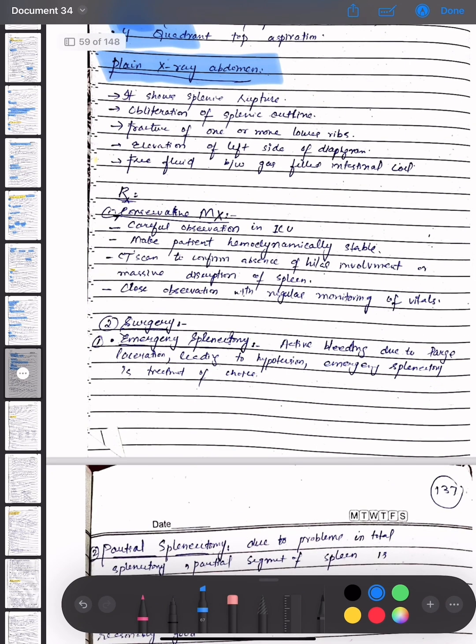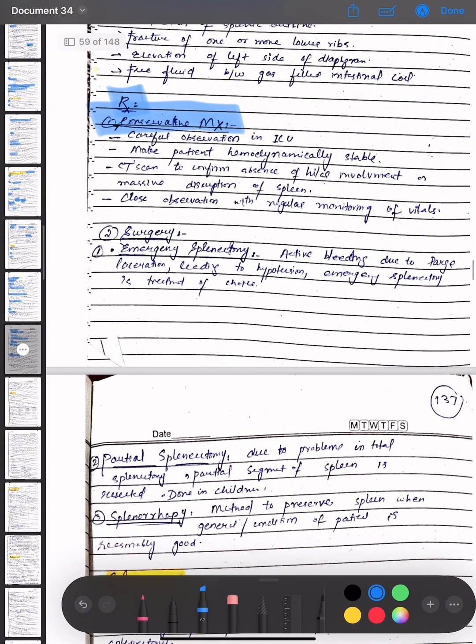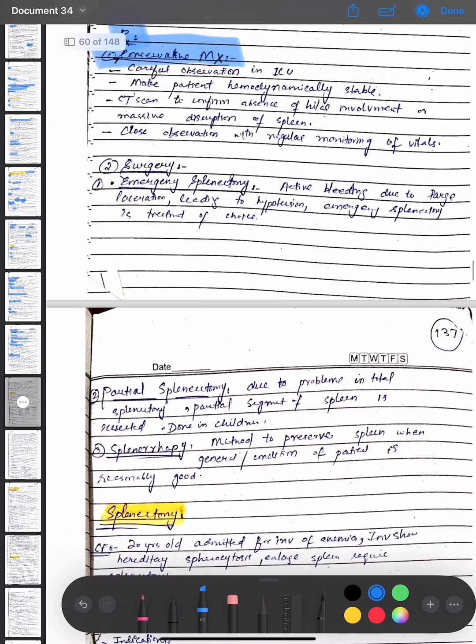Now, what are the treatment options? These are the conservative management, which is the careful observation in the ICU, make patient hemodynamically stable, CT scan to confirm absence of hilar involvement or massive disruption of the spleen, close observation with regular monitoring of the vitals. Then surgery is done. Then emergency splenectomy is done.